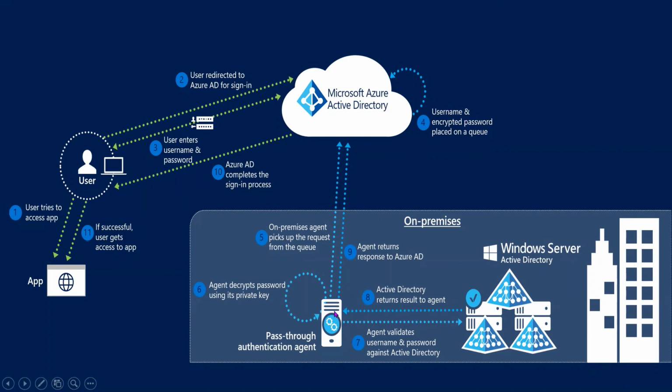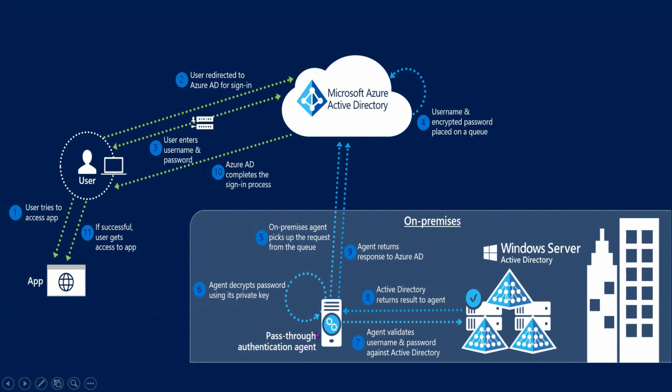Okay. Now what we have done on my DC01, I installed my Azure AD Connect. And when I installed my Azure AD Connect, I had selected pass-through authentication. So when I selected the pass-through authentication, this pass-through authentication agent got installed on my DC01. Now what will happen in this case? Now this pass-through authentication agent will pick up the request from the queue. Okay, fifth step. And then it will decrypt the password, because here the password was encrypted.